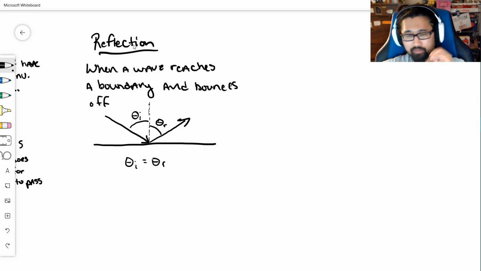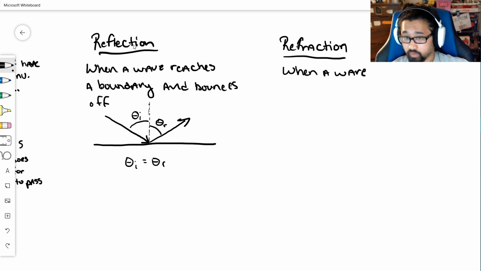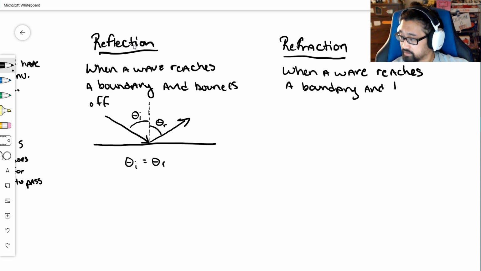More on that in a moment, because there's another wave interaction that also starts with an R and is kind of similar. There's also wave refraction. Wave refraction is what happens when a wave reaches a boundary and bends through, right?